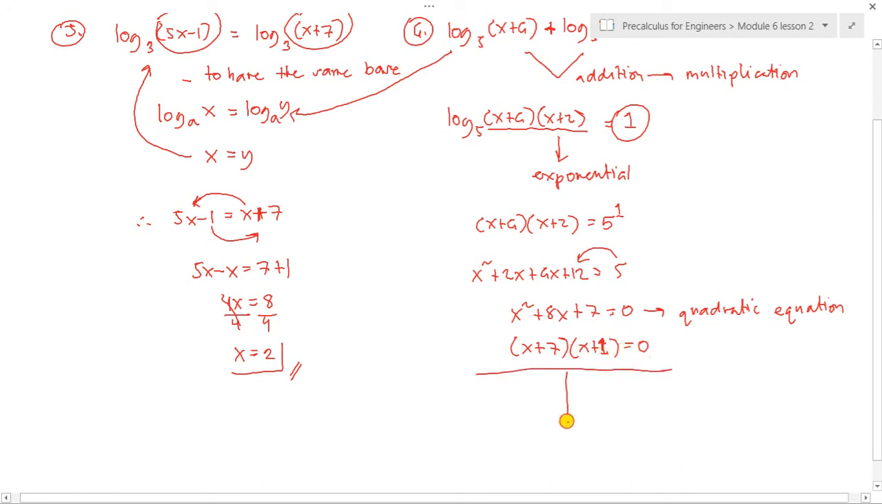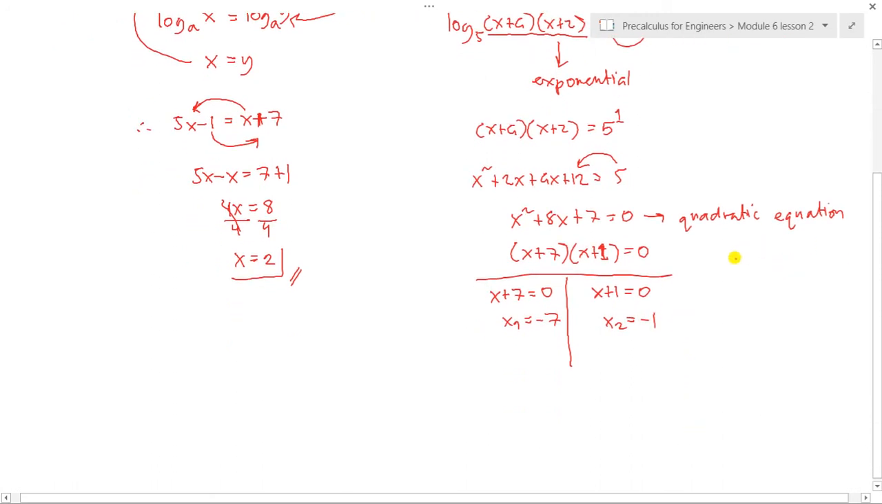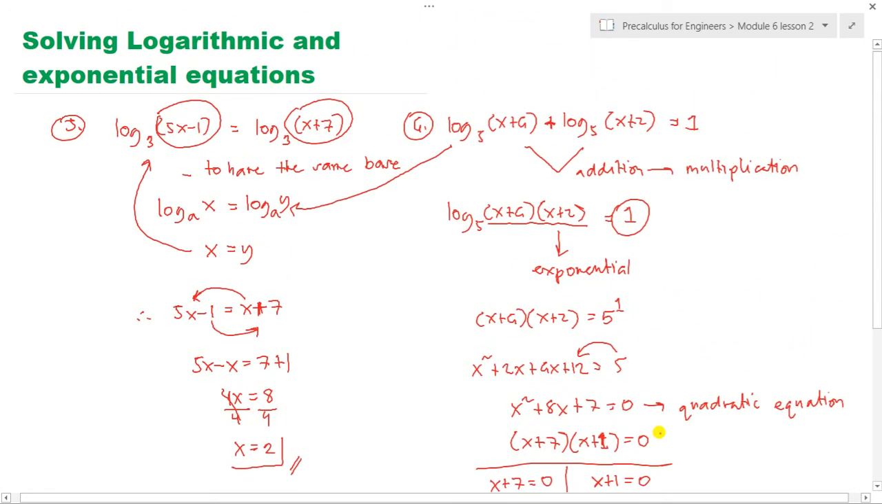Now, solving for the roots, x plus 7 is equal to 0. Therefore, x sub 1 is equal to negative 7. Then x plus 1 is equal to 0, so x sub 2 is equal to negative 1. Therefore, we have two solutions for x. So x equals the solution set of negative 7 and negative 1. You can substitute them to verify.